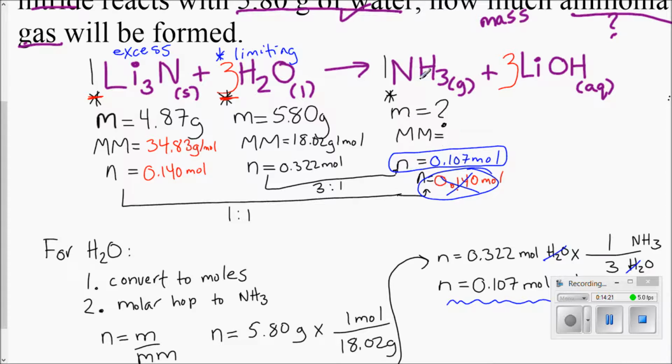We are going to find the molar mass of ammonia, which in the interest of time here is going to be 17.04 grams per mole. We are going to produce 0.107 moles because that's the less of the 2, and we're going to just find our mass. I'll show you that last step below right now.